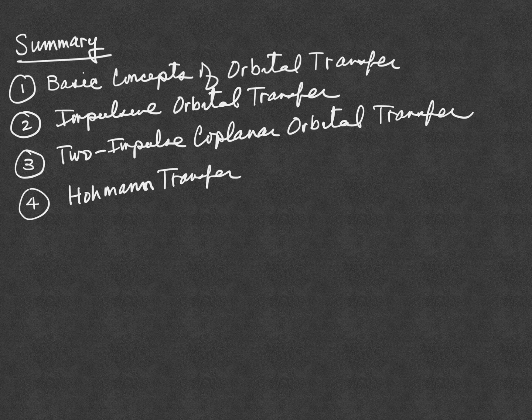Now, the results of this lecture are the building blocks for what's going to happen in the future when we describe more complex orbital transfers. The Hohmann transfer is the basis for many of these transfers, and so it's important that we understand the Hohmann transfer well before we move on to more complex orbital transfers. But we'll end this lecture here.